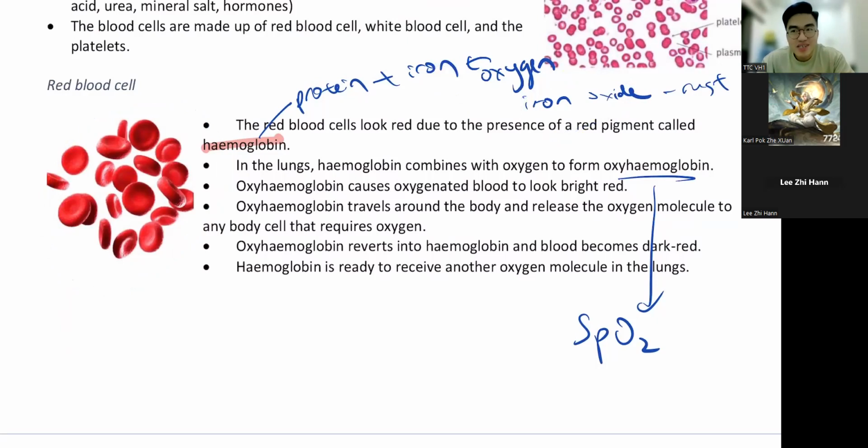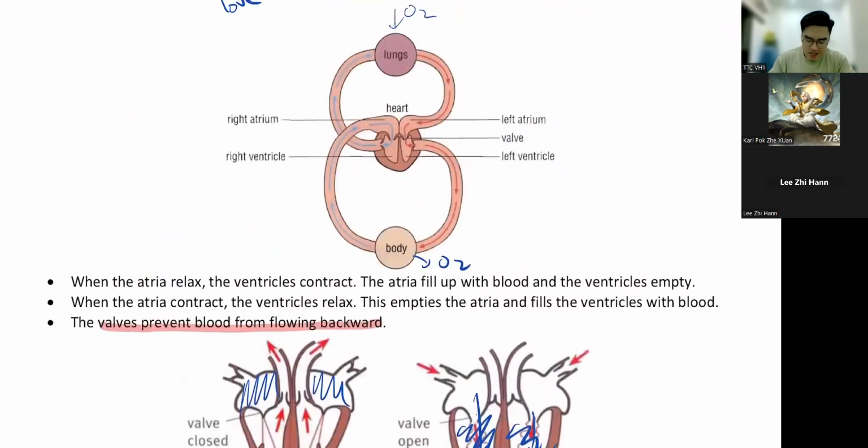You see where I am going with this? My blood rusted first. Now it became unrusted, because I gave the oxygen to my muscle. So what do I do now? I have no more oxygen, right? I will go back to the heart, and then go to the lungs to get oxygen again, to be rusted again. Now I become rusted. I go back to the heart, go to my body cells, and give the oxygen to my body cells again. This just keeps repeating and repeating.